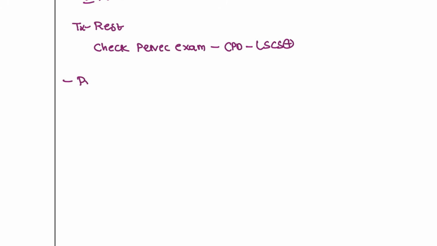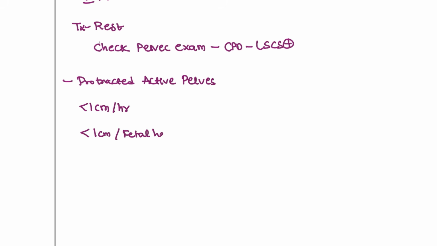Next, protracted active phase. So what is meant by the protracted active phase? For example, less than 1 centimeter per hour. It is taking very long; normally 1.2 or 1.5, but here it is only 1 centimeter. Okay. Next, 1 centimeter with the fetal head not descending. Still it is not descending.